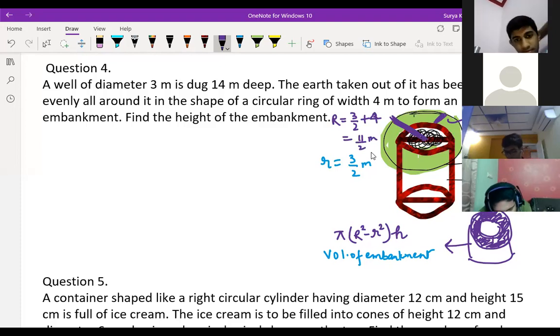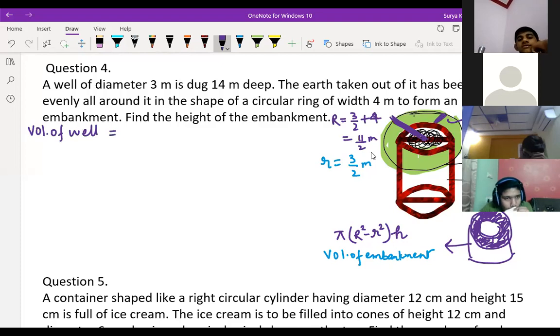Capital R and small r. No, sir. So we have to find the height of the embankment. So the volume of the well is equal to the volume of the embankment. Correct?